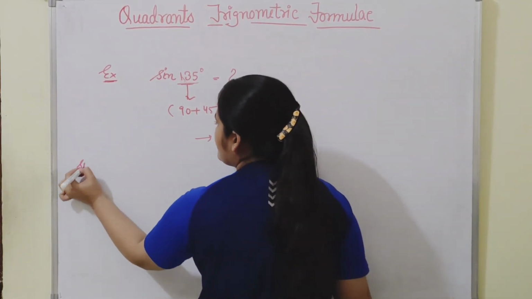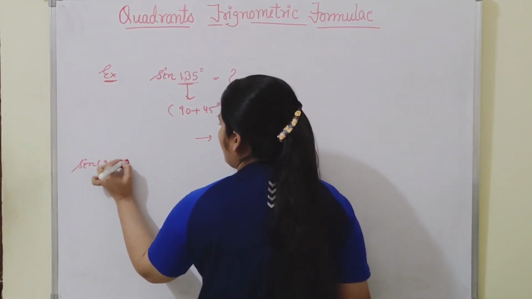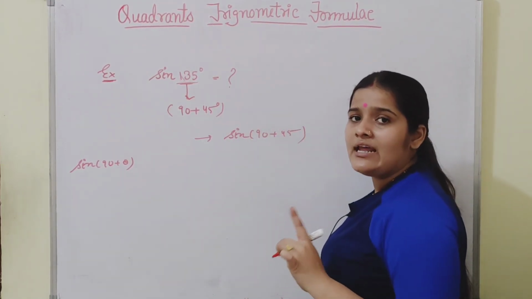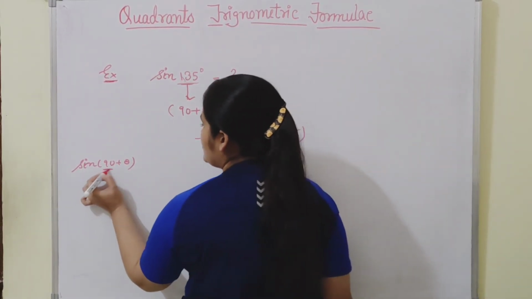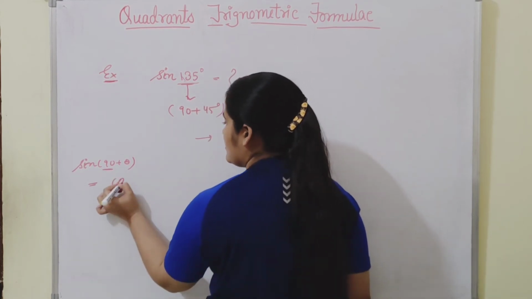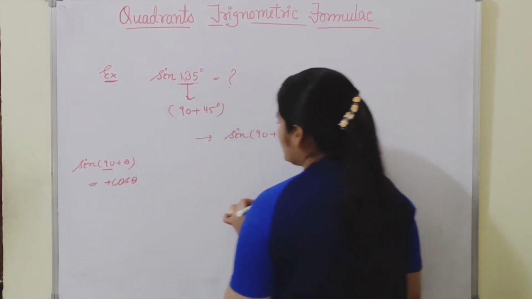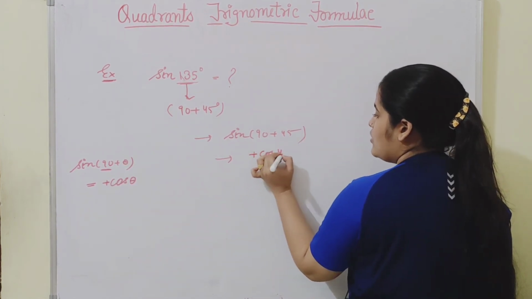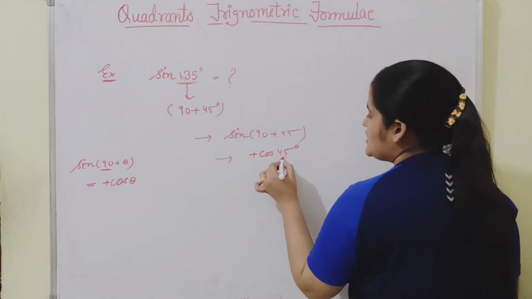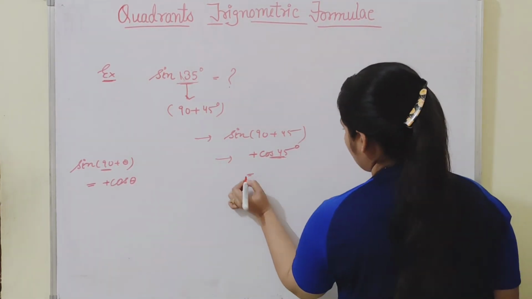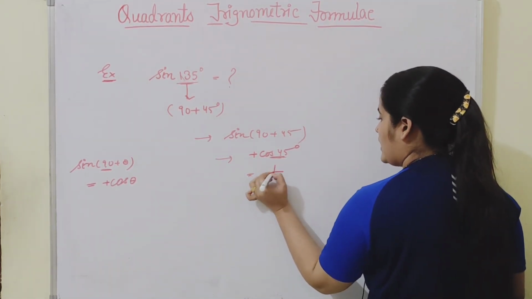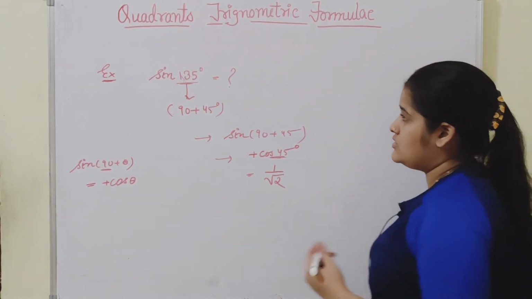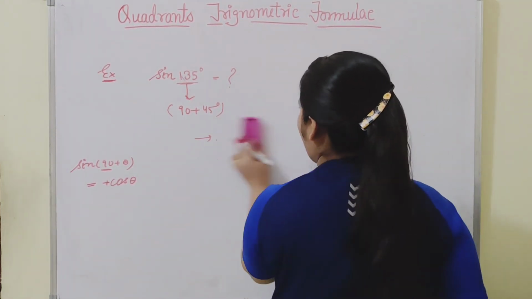We know that sine 90 plus theta lies in the second quadrant, and in the second quadrant sine has a positive value. 90 is being there, so sine changes into cos, positive, sine becomes plus cos theta. So here the value is plus cos 45 degree. Cos 45 degree has a value 1 by root 2. Let's talk about the next example.